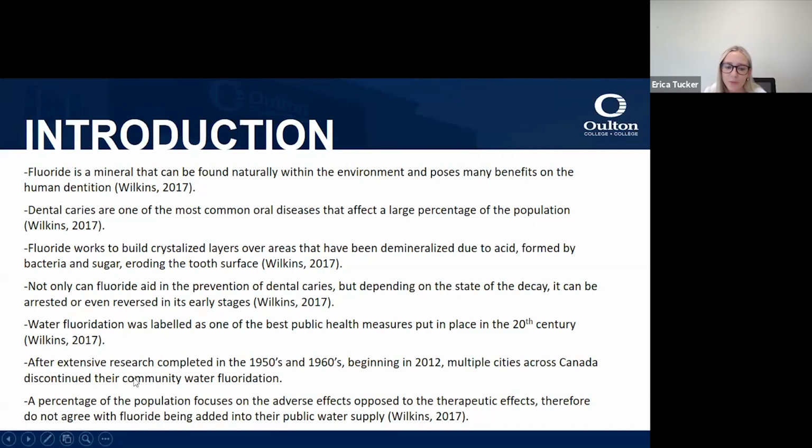And water fluoridation was labeled as one of the best public health measures put in place in the 20th century. So that's amazing. After extensive research completed in the 1950s and 60s, though, a lot of places decided to remove water fluoridation, as some people were outweighing the risk versus the benefits, and they don't feel comfortable with it. So starting in 2012, a lot of places across Canada actually decided to remove water fluoridation from the water supply.